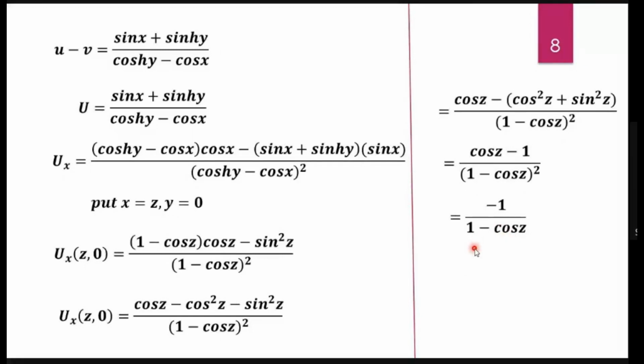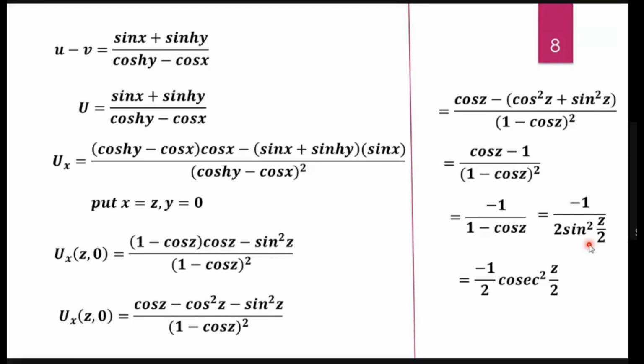So here I will write -1 upon 2 sin square z by 2. अगर यहाँ पे 2 थीटा है तो यहाँ पे थीटा आता है. तो यहाँ पे z है तो यहाँ पे z by 2. So now -1 by 2, 1 upon sin square will become cosec square z by 2. So -1 by 2 cosec square z by 2. This is our ux.